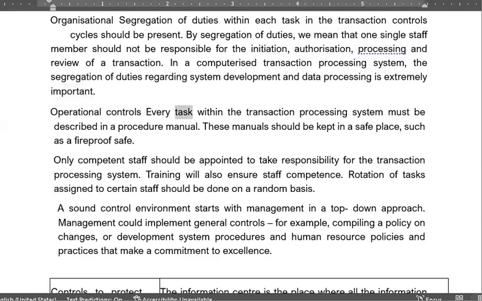Operational controls. Every task within the transaction processing system must be described in a procedure manual. These manuals should be kept in a safe place, such as a fireproof safe. Only competent staff should be appointed to take responsibility for the transaction processing system. Training will also ensure staff competence. Rotation of tasks assigned to certain staff should be done on a random basis.